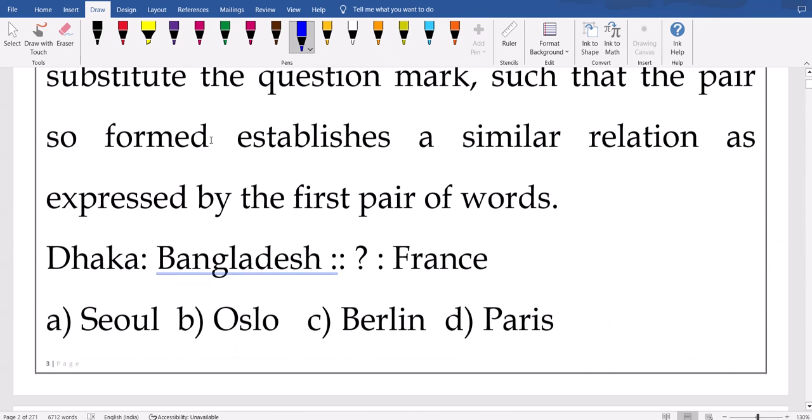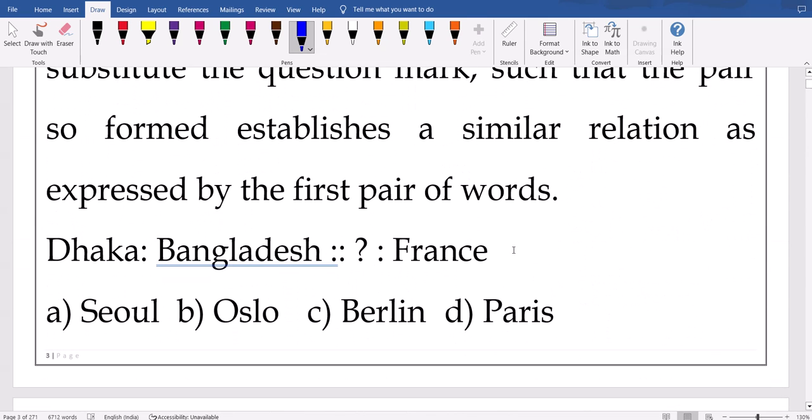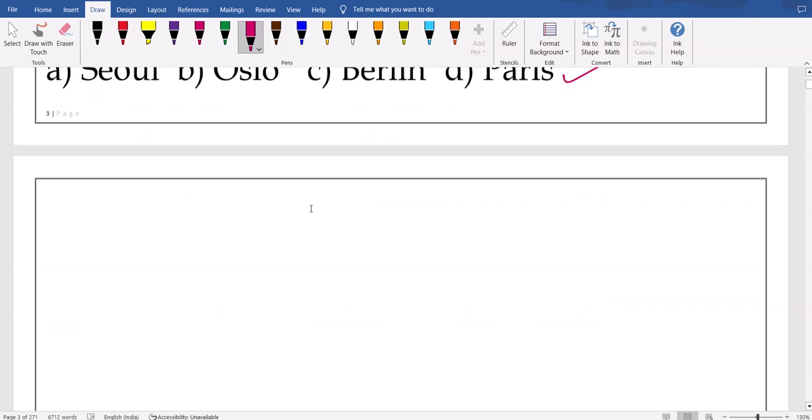Yeah, here a bit of general knowledge is required. So this is analogy. First one, second one, somehow this is a pair. What's the relation between these two? The same relationship we have to apply here. Option D, Paris. So Dhaka is the capital of Bangladesh, and similarly Paris is the capital of France. So very good. A bit of English, a bit related to general knowledge. Okay, we have to be very careful.